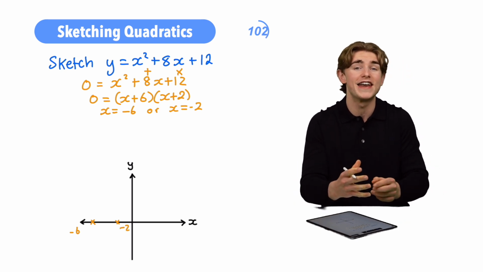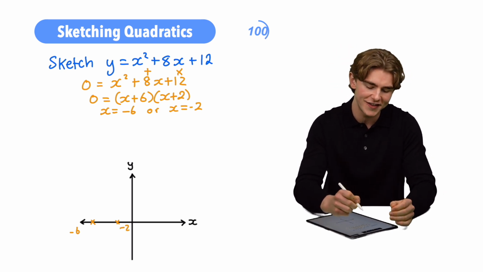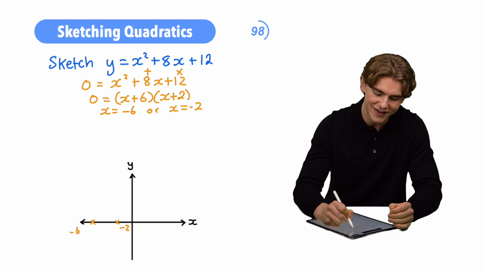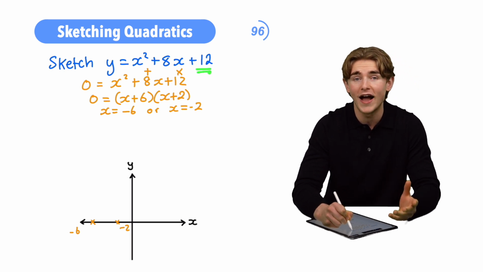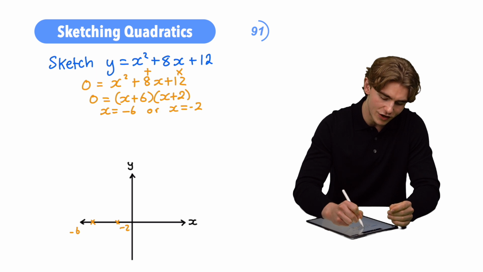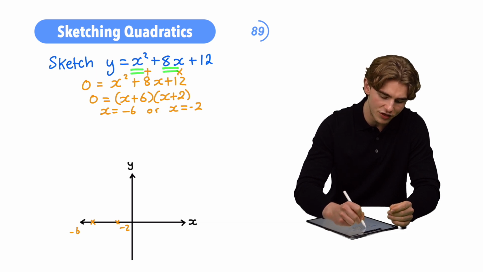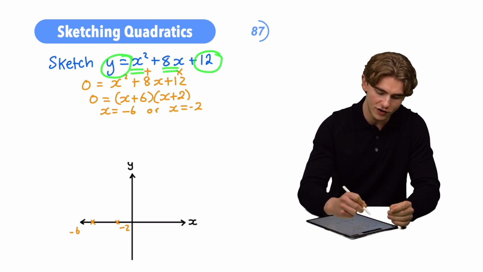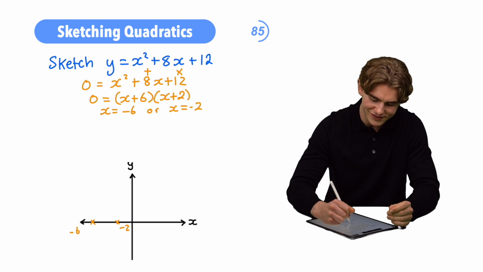Now, guys, how are we going to find our y-intercept? When it comes to finding the y-intercept of a quadratic, it's just going to be this number on the end. Why is that? That's because if you imagine substituting in x equals 0, both of these terms are going to go to 0, and we're just going to be left with y equals 12 when x equals 0. So we can plot on now our y-intercept of 12.